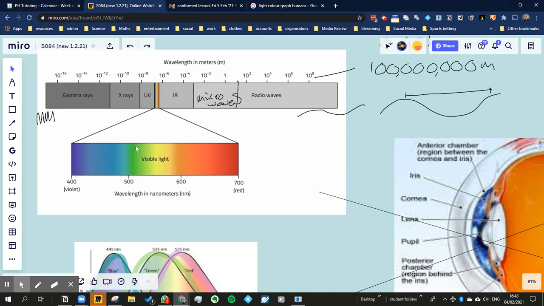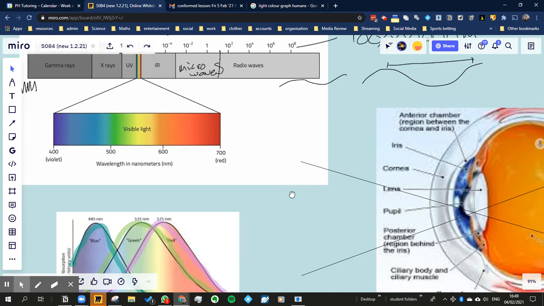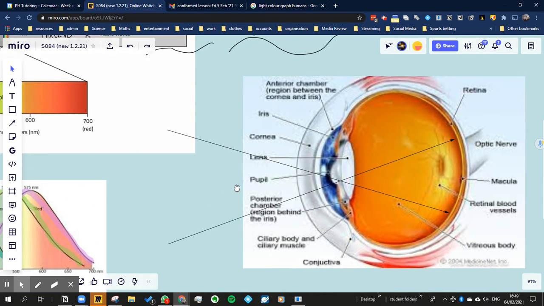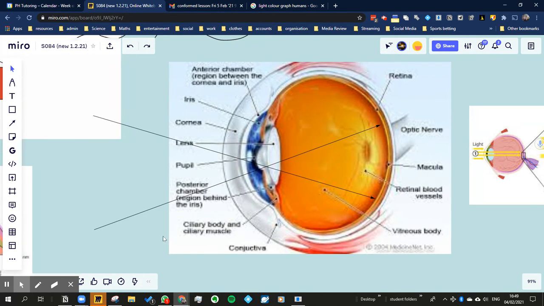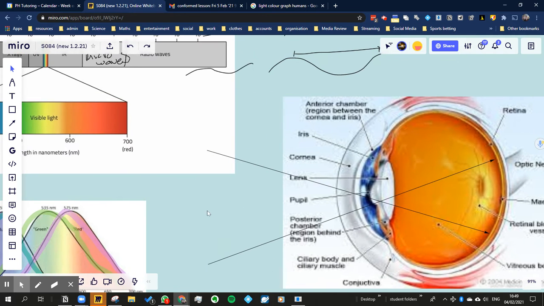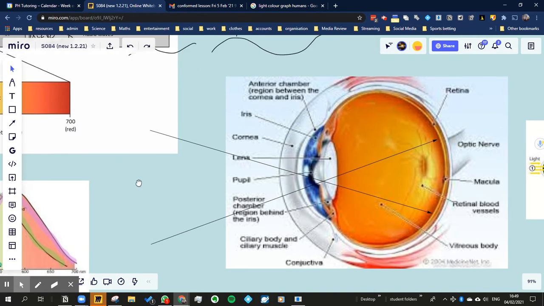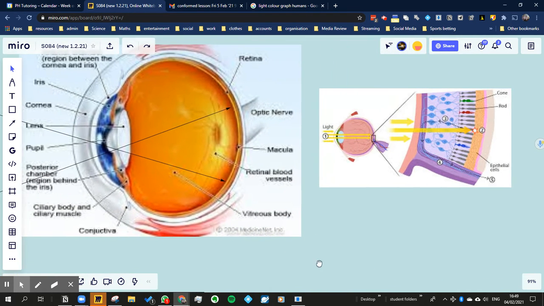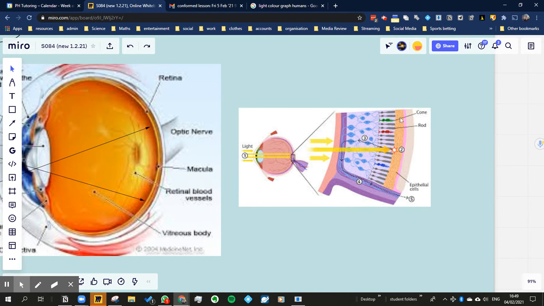But within that tiny sliver, the smaller wavelengths our brain sees as sort of blue or violet, and the larger wavelengths our brain sees as red. Now, the reason for that is because of how our eyes work. Our eyes detect electromagnetic waves, but only of that range. And the way it does it is by using cells at the back of our retina called cones and rods.